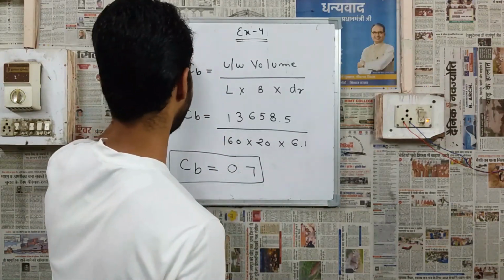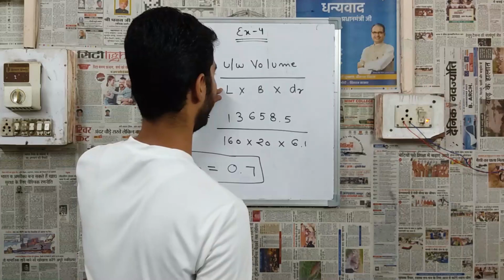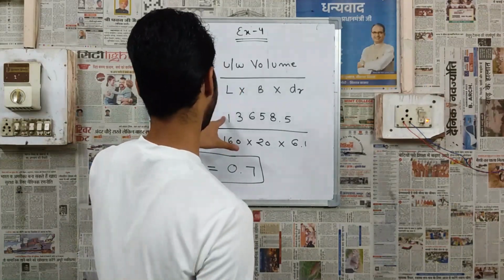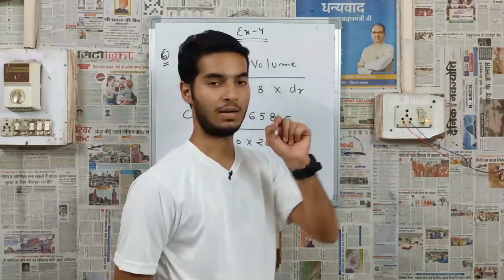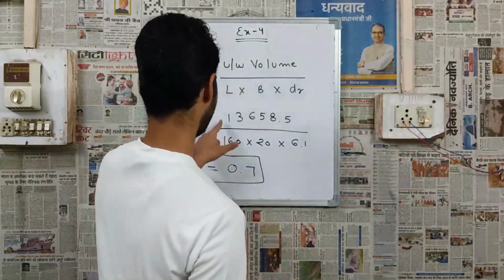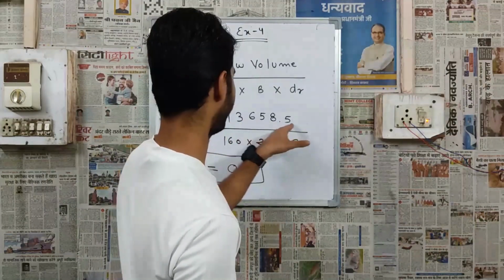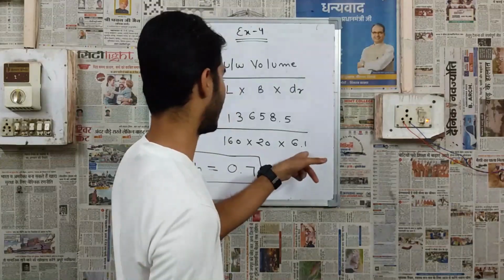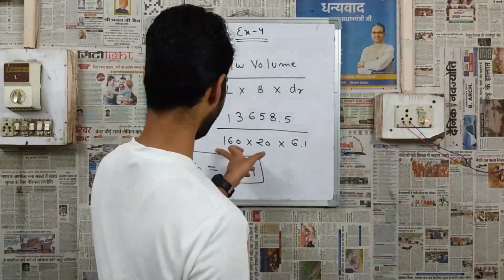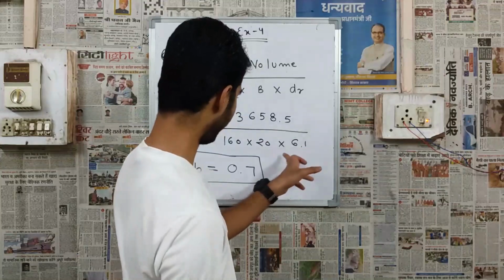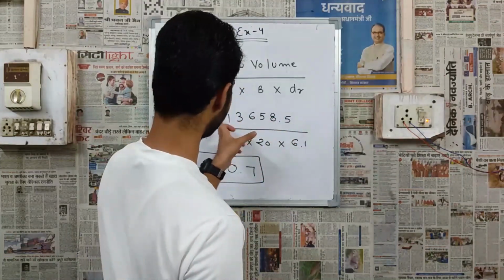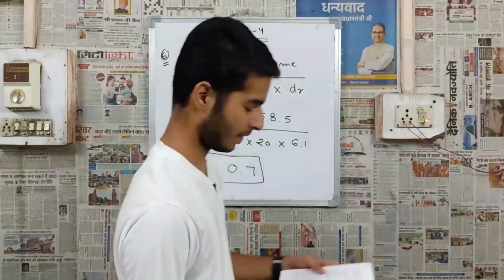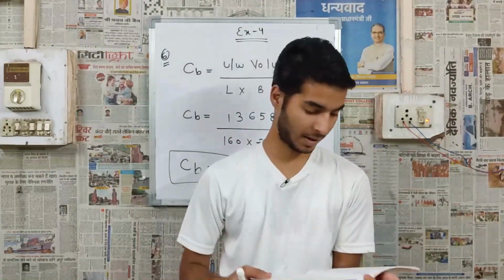We have to find CB, underwater volume divided by length into breadth into draft. So underwater volume we have found by dividing the displacement with the density of the salt water. So we got 13,658.5. Now we need length, breadth and draft. Length, breadth is given and draft is 6.1. It is also given. So when you multiply these values and divide this answer by the values coming, your answer CB is 0.7. And CB is unitless. It doesn't have any unit.